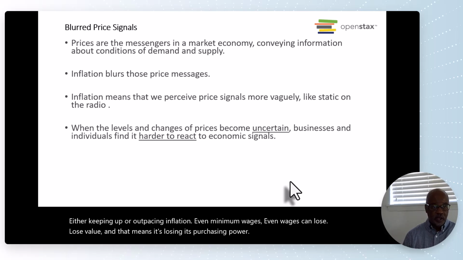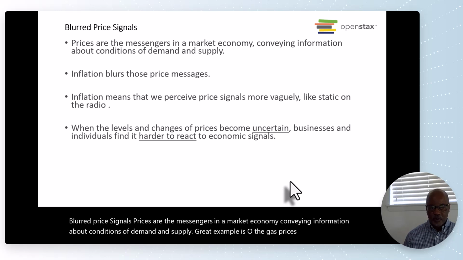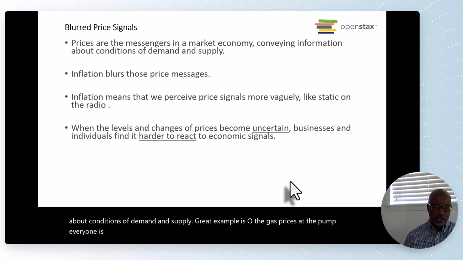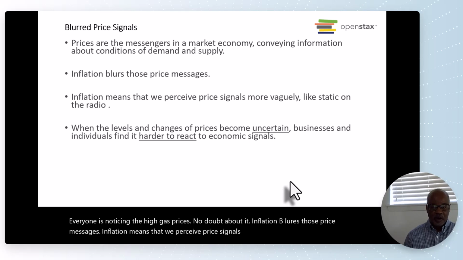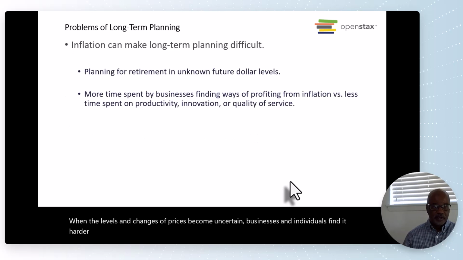Blurred price signals. Prices are the messengers in a market economy, conveying information about conditions of demand and supply. Great example is the gas prices at the pump. Everyone is noticing the high gas prices, no doubt about it. Inflation blurs those price messages. Inflation means that we perceive price signals more vaguely, like static on the radio. When the levels and changes of prices become uncertain, businesses and individuals find it harder to react to economic signals.